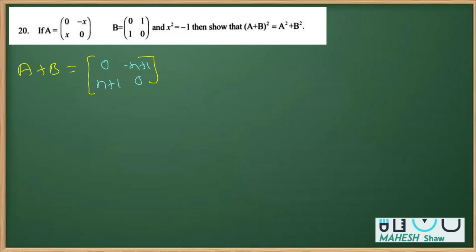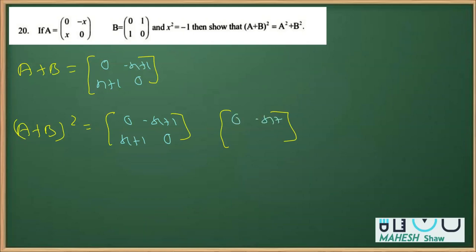Now we have to calculate (A plus B) whole square. You should know that (A plus B) whole square is A plus B into A plus B. That means we'll be multiplying A plus B with A plus B. So what is A plus B here? A plus B is this matrix, and it is multiplied with itself. This is x plus 1 and 0.